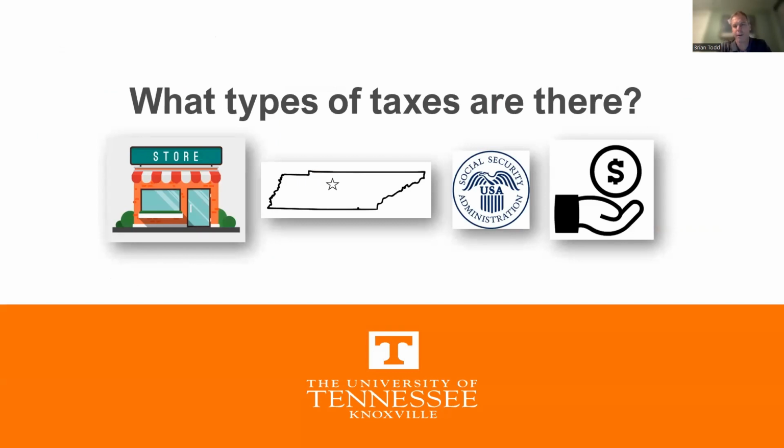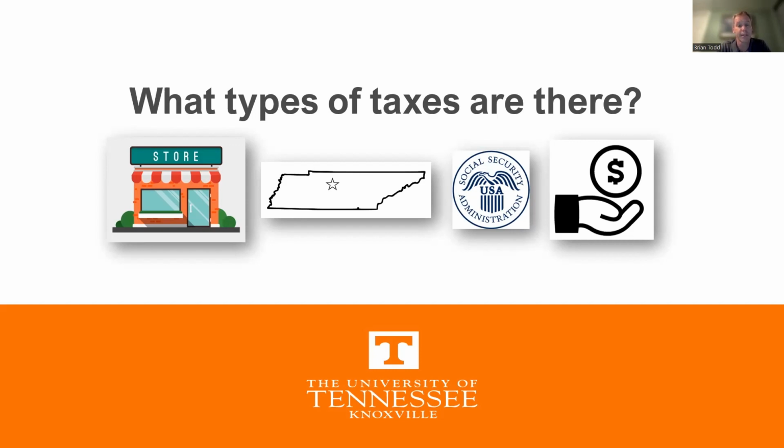What type of taxes are there? There's a number of different taxes that you may be paying as an international student. This presentation is focused on income tax, but I wanted to make sure that we mention that there are other types of taxes. So Social Security tax is one that you may pay. You see a picture of a store there. You may pay taxes every time you make a purchase at the store called sales tax.